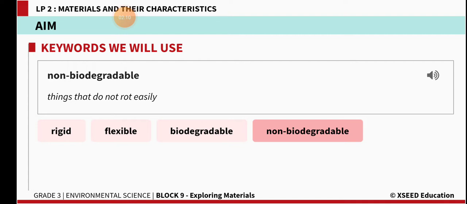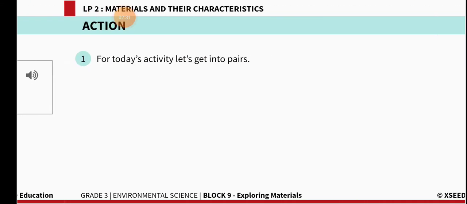And the next one is non-biodegradable. Non-biodegradable means things that do not rot easily. They do not mix up easily in the soil. Rotting means they can mix up in the soil.